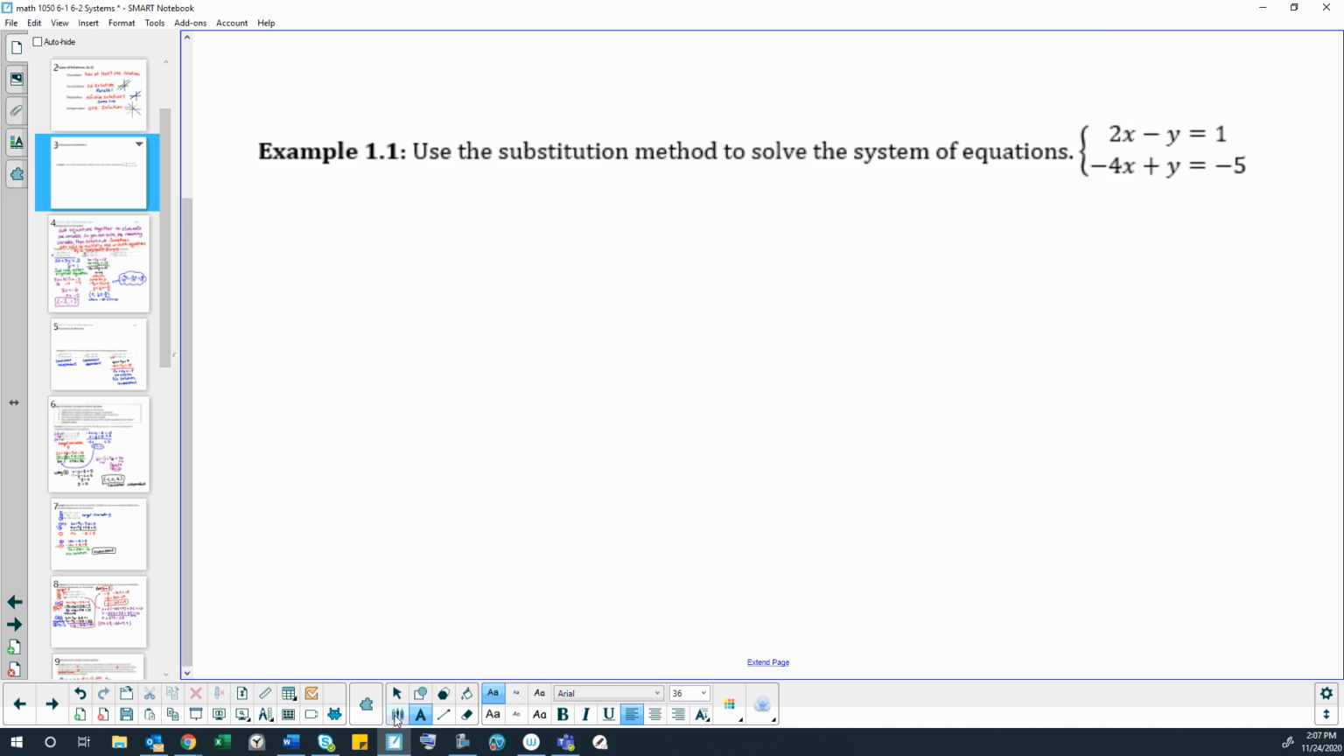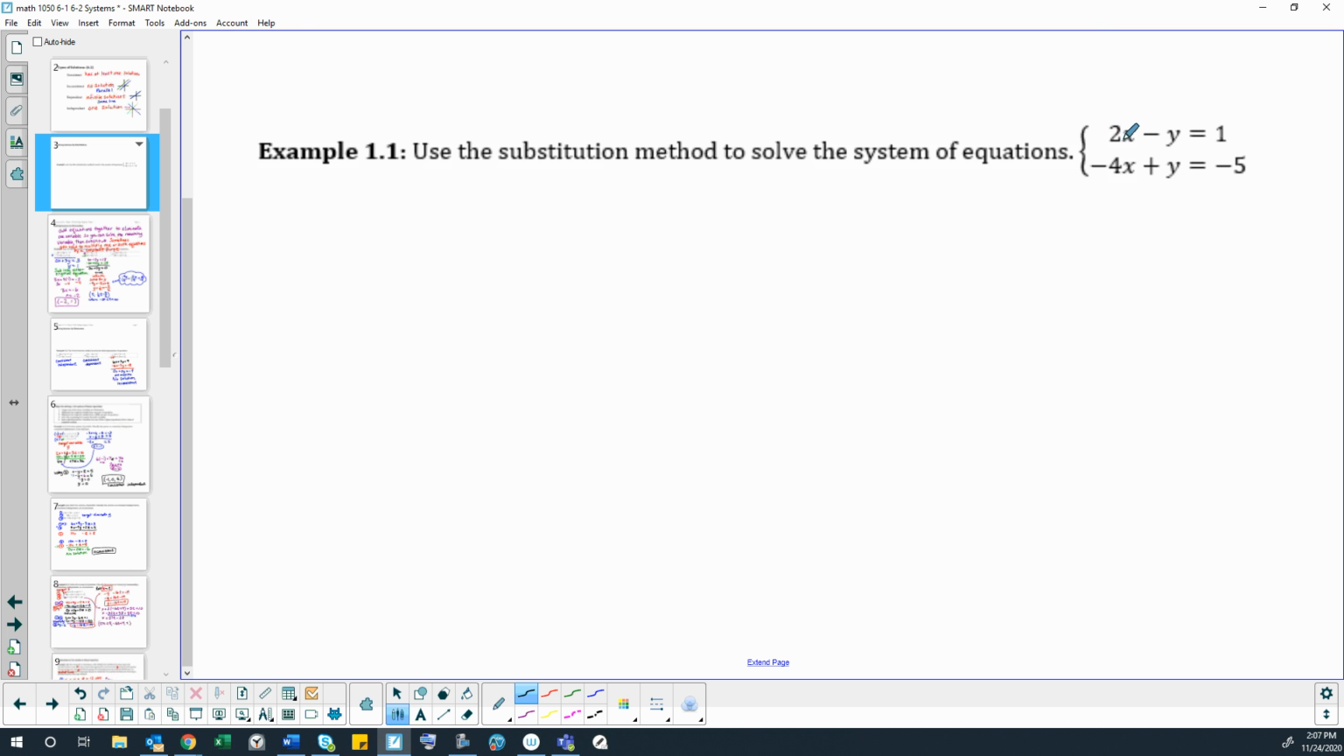Okay, here we go. Use the substitution method to solve the system of equations. So we have two equations, two unknowns. We are supposed to solve one of our equations for one of the variables and then plug it into the other one. And that's called substituting.